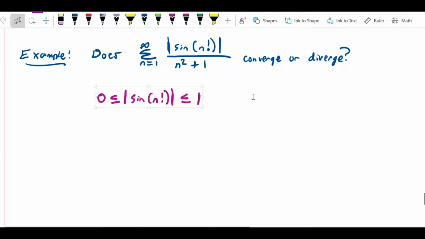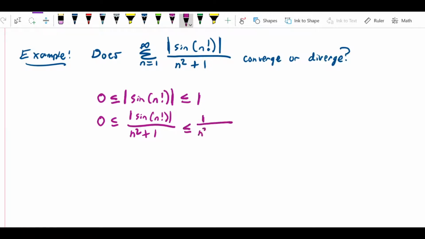So this inequality is true, and therefore we can also say that 0 is less than or equal to the absolute value of sine n factorial over n squared plus 1, since that's going to be a positive denominator, which is less than or equal to 1 over n squared plus 1. In other words, all I did is divide all of these terms in the first inequality by n squared plus 1. You can think of the one on the left as 0 over n squared plus 1. I just divided everything by n squared plus 1 and got an inequality that was still true. So here I have my an, and here I have my bn. Well, actually, that's not bn yet.